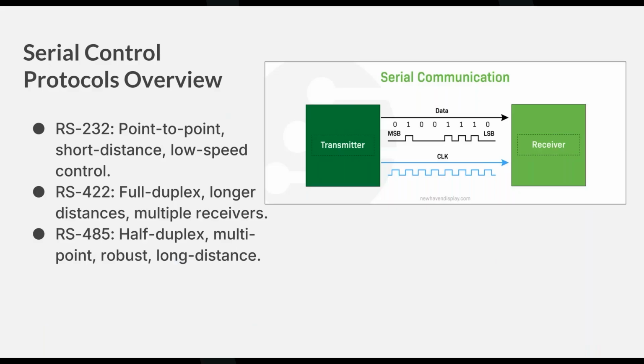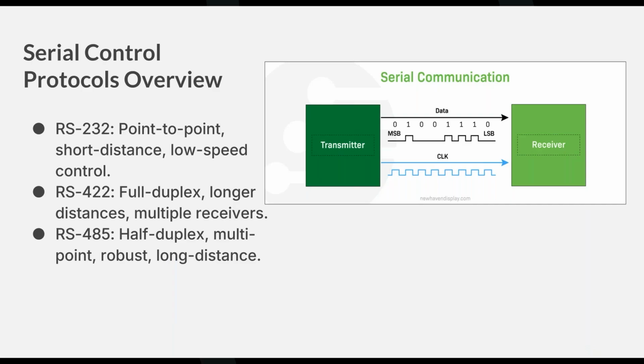Second is serial control protocols. So there's 3 different ones that are supported by Icon. RS-232, which is a point-to-point serial protocol for short distance, low speed control. So this is one of the older forms of control that is still very much apparent in the AV world, whether that's for controlling projectors, older AV switchers, or legacy modems via DB9 cables.